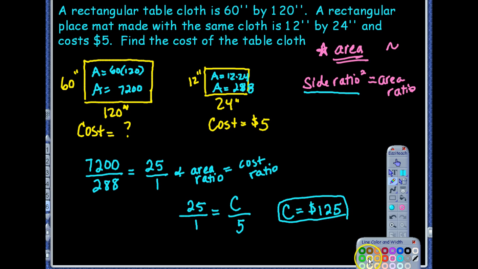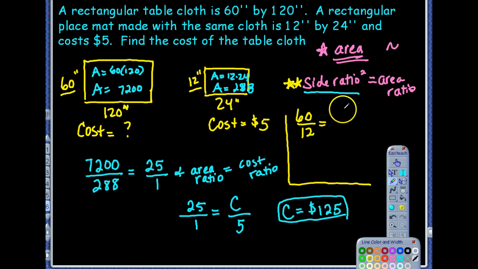Who knows? Now, here's the deal. That's one approach. I like how Ms. Hochgrabe started because I know most people think of that. But I purposely want you to think of this, because if you know the side ratio, and you do know the dimensions of both of these rectangles, could we find the side ratio? Well, this side to that side, so 60 over 12 simplifies to 5 to 1. This is your side ratio.